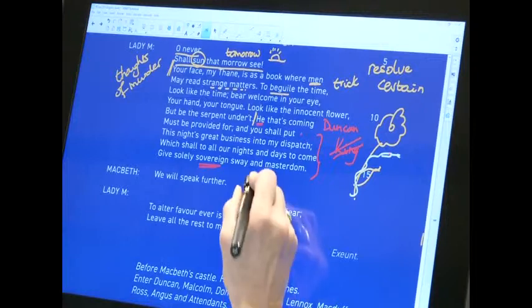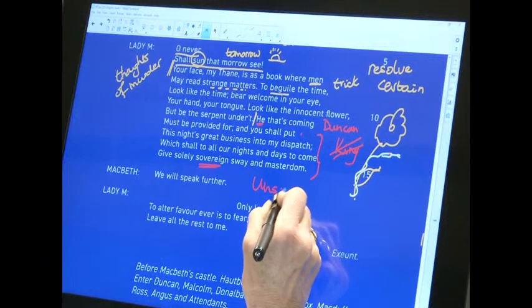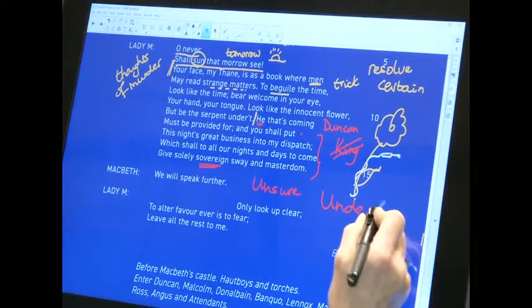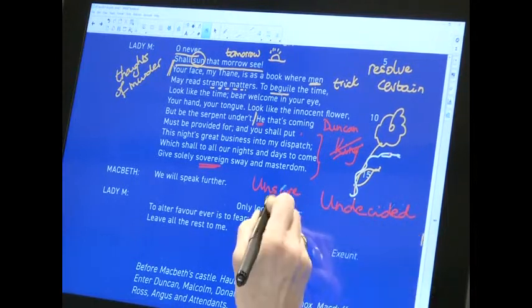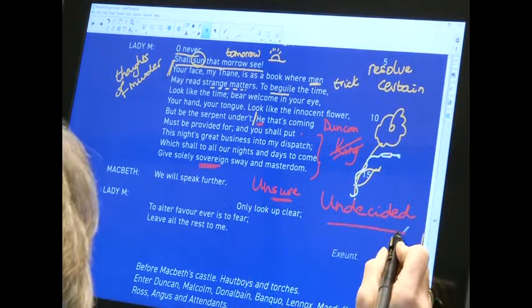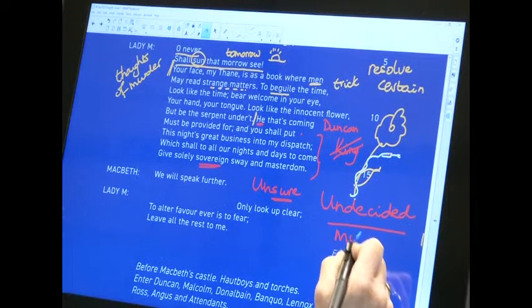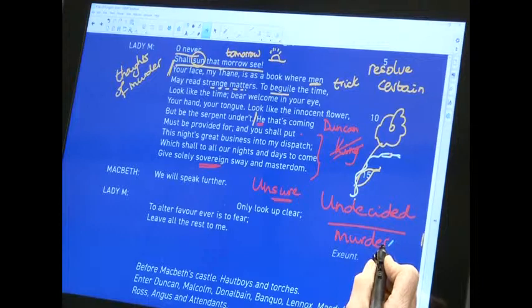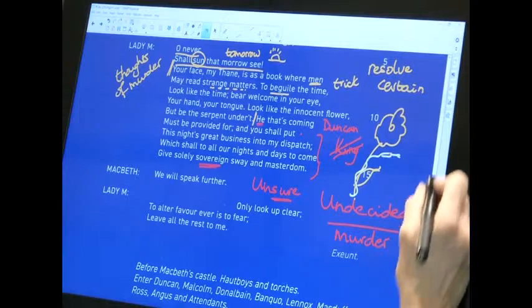Why? Because he is unsure. He's undecided. Maybe undecided is a better word. He's sure that he wants to be king. He's undecided about whether he wants to be king by murdering the king. So, yeah, he's not entirely convinced that they should go through with the murder. Right.